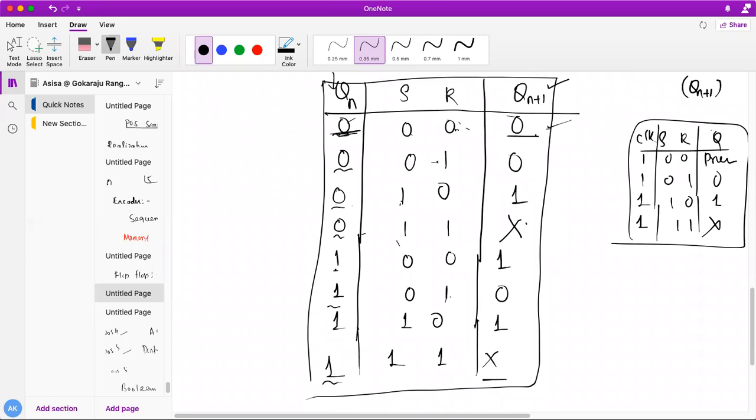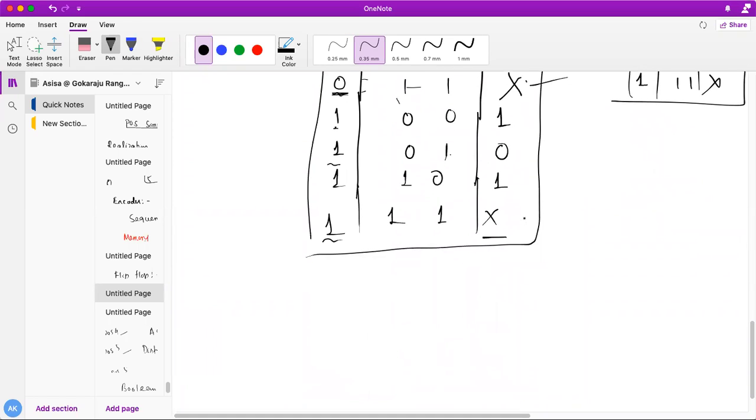Okay, 0 1, it doesn't care about the present state. In the next state, it will just reset, because my reset is 1. For 1 0, it will set the flip-flop to 1. Now 1 1 means whatever my present state is, it will not take it, it will just make it don't care. Do you all understand, students, or any doubt on this? Please let me know immediately. This was my characteristic table. It characterizes my flip-flop between the present state and the next state.